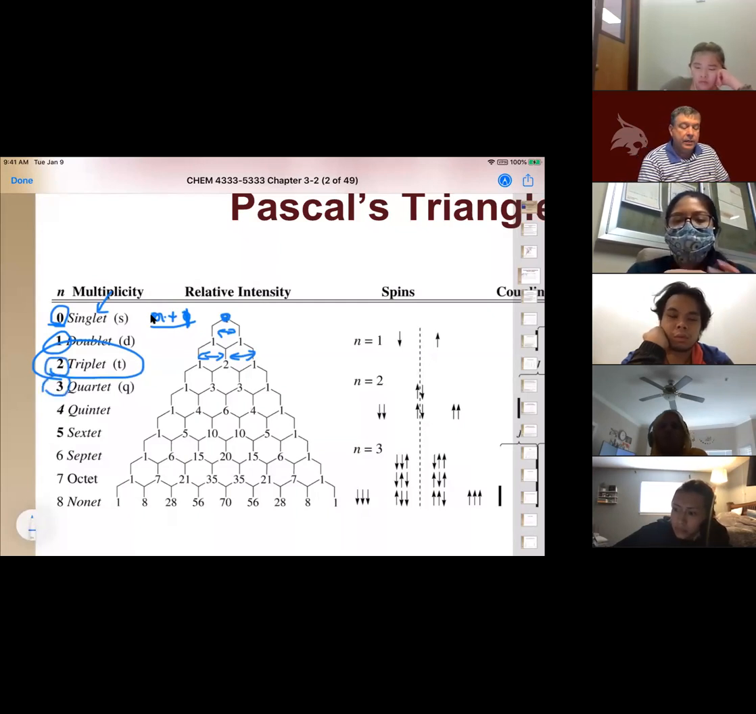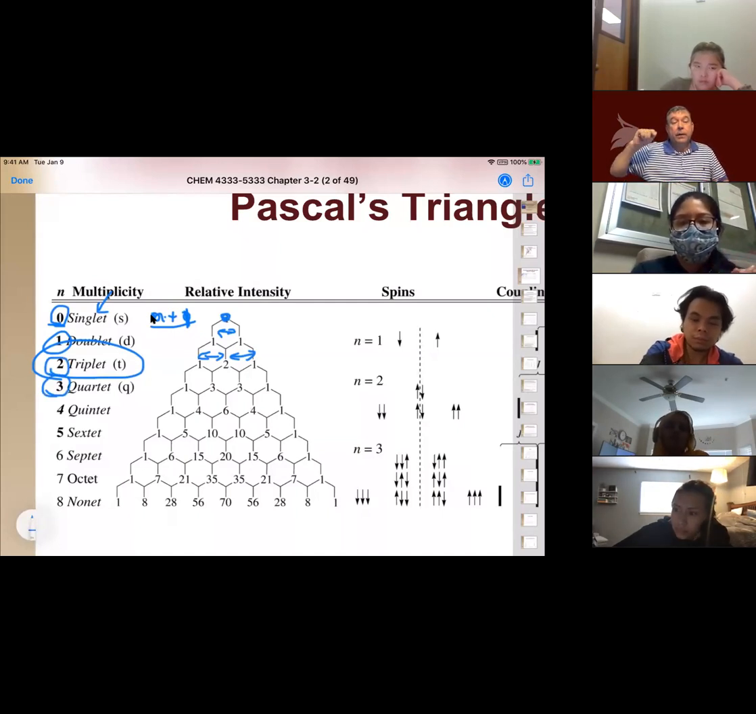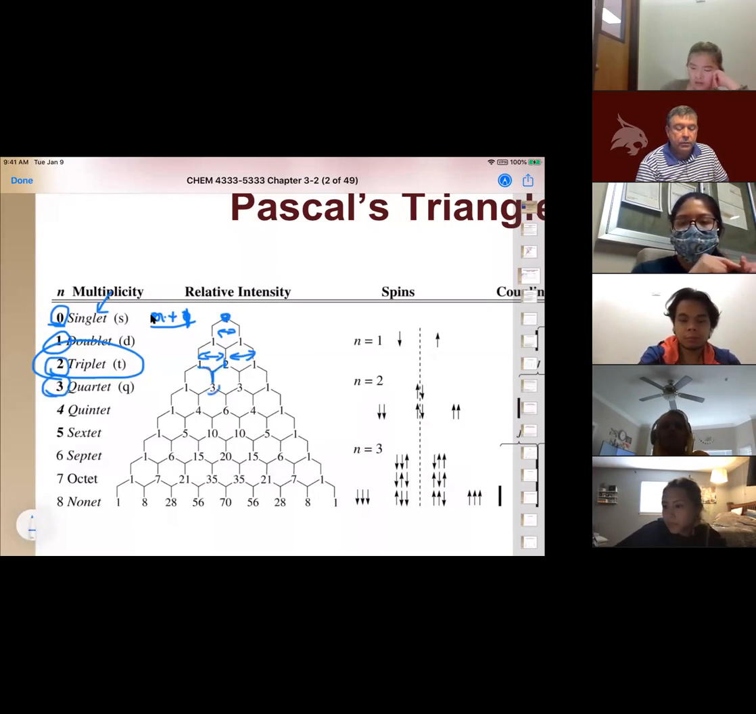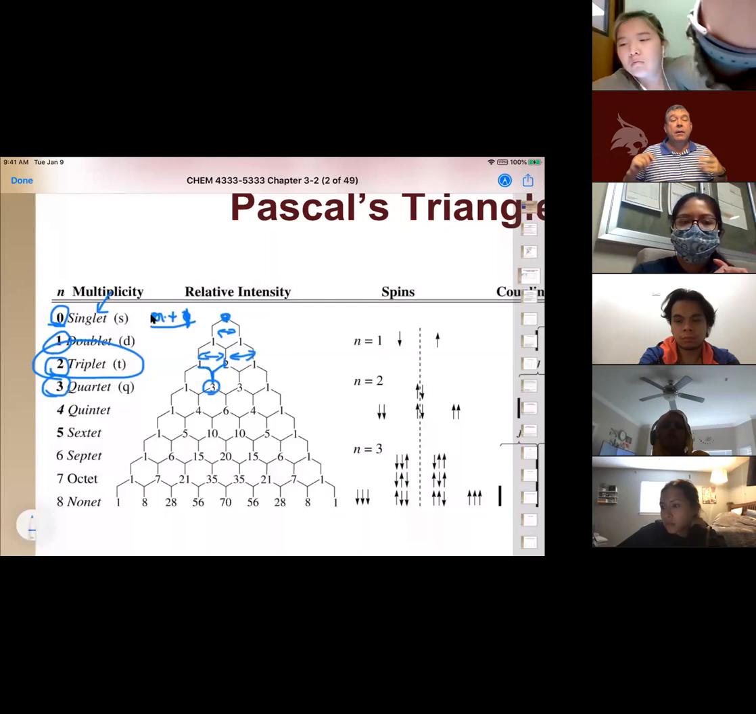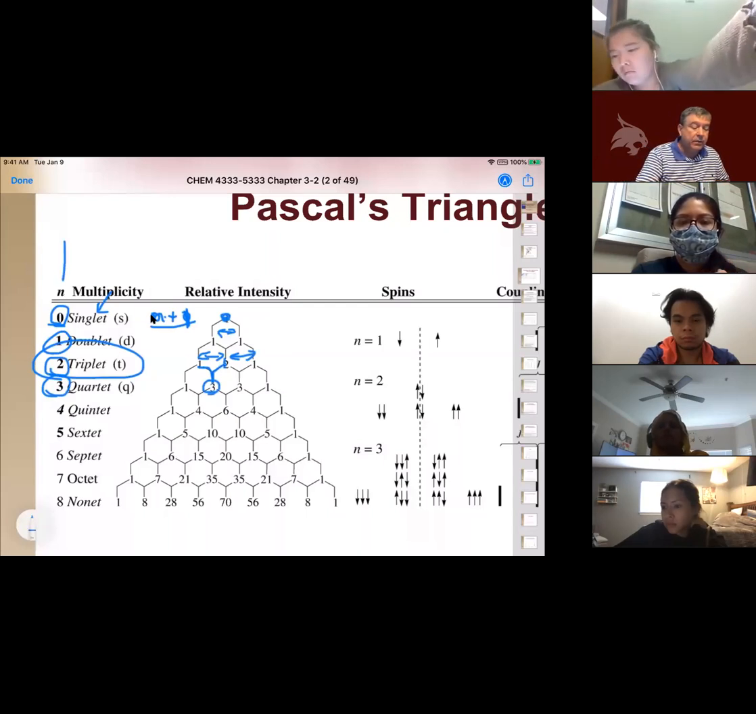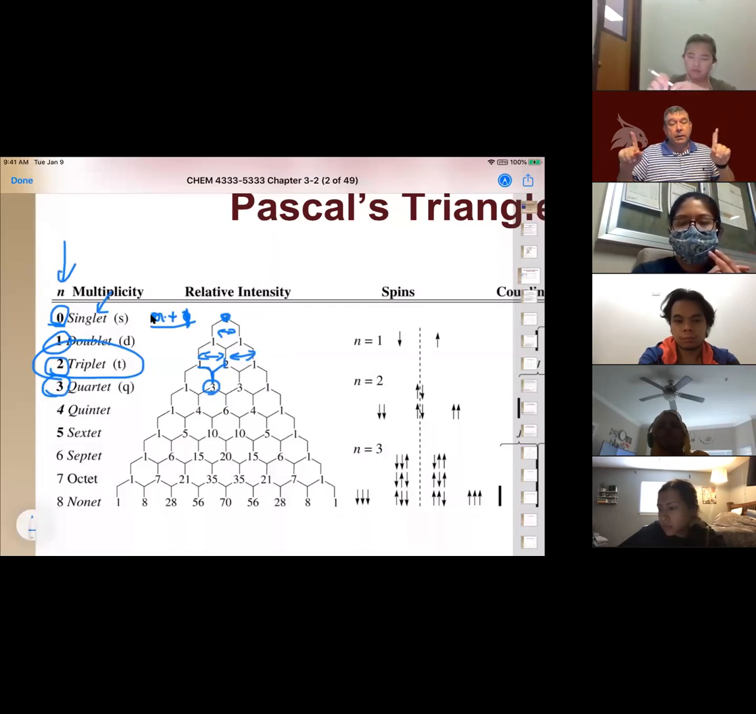This is 3 adjacent hydrogens, splitting it into a quartet. And it's a 1, 3, 3, 1, because this one at 2 splits out to give it 2, this gives it 1, for a total of 3. We see how that Pascal's triangle works at giving us our relative intensities based on the number of non-equivalent hydrogens that are within the coupling distance, that's 3 bonds.